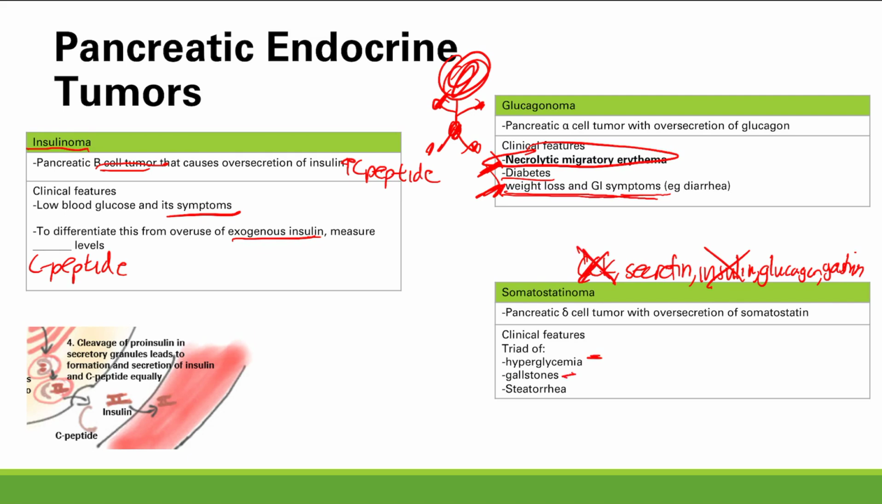Why would you get steatorrhea? First of all, what is steatorrhea? Remember, steatorrhea is greasy stools. And why is that? Because you're blocking secretin. Secretin is used to stimulate the exocrine pancreas to release digestive enzymes. So you're not getting digestive enzymes. You're not breaking down all that fat that you ate, and that fat is coming out into the toilet, and it's going to be greasy stools. So that's it for somatostatinoma.